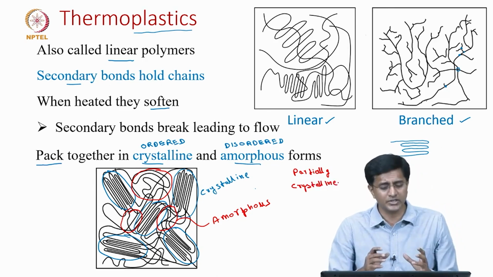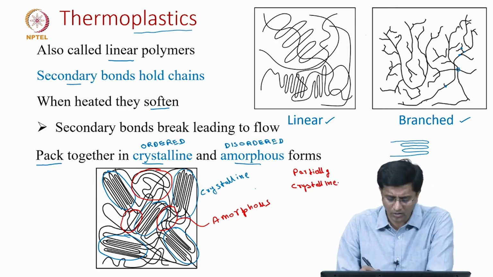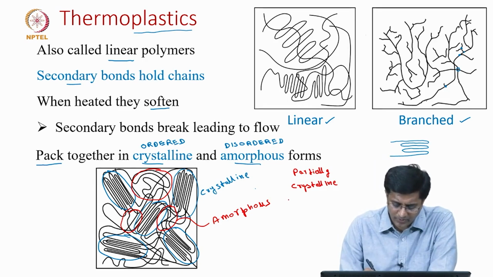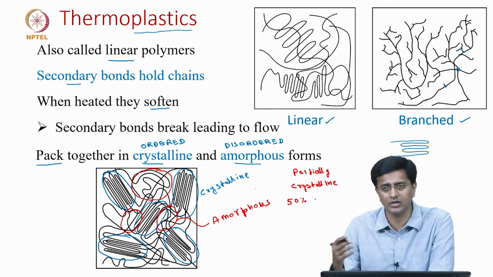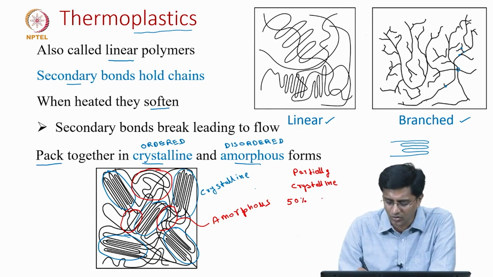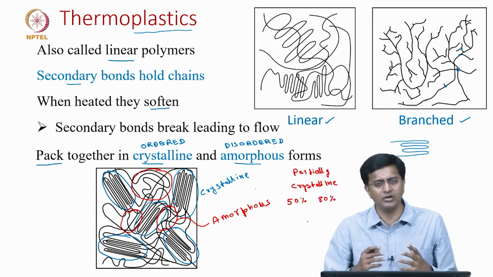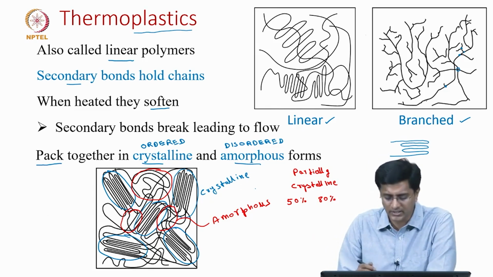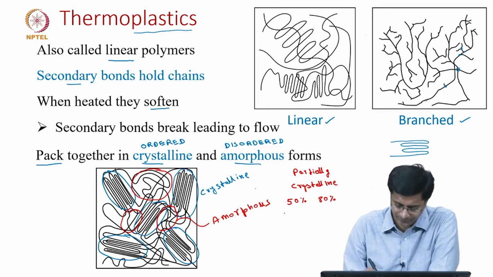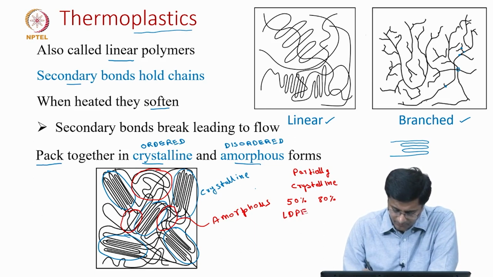And this ratio of crystallinity is very low, usually in the order of 25% or 50%, or even, at most, in very extreme cases, it can go close to 80%. So, a classic example of showing this crystallinity is polyethylene again. So, there is low density polyethylene and high density polyethylene.